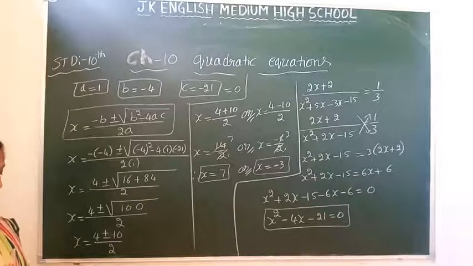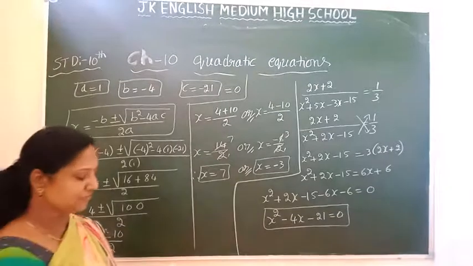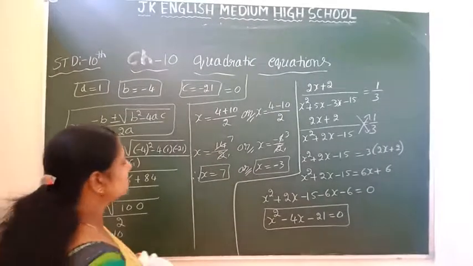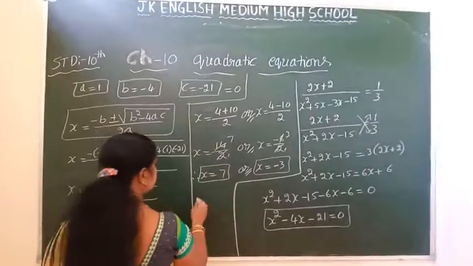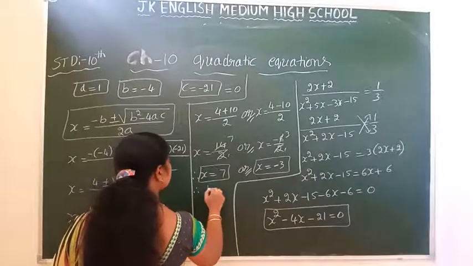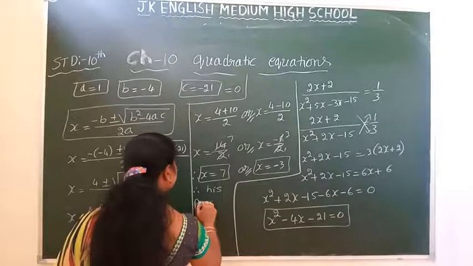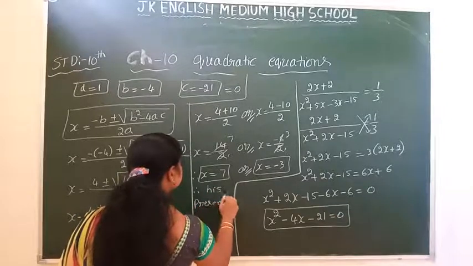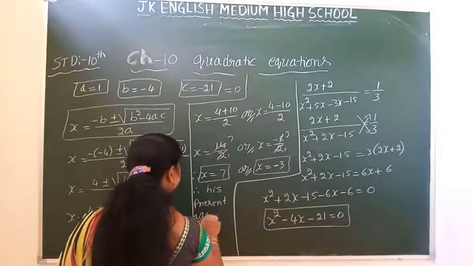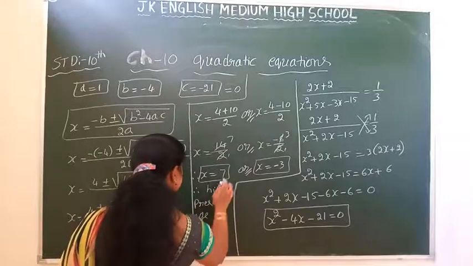But here what they asked us to find is his present age. I have taken his present age to be x, but I have to consider the positive value for age. Therefore his present age is 7 years.